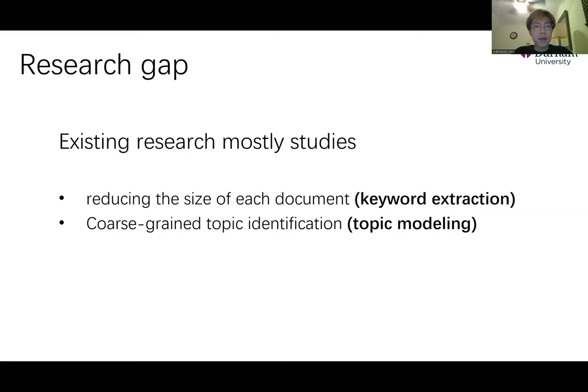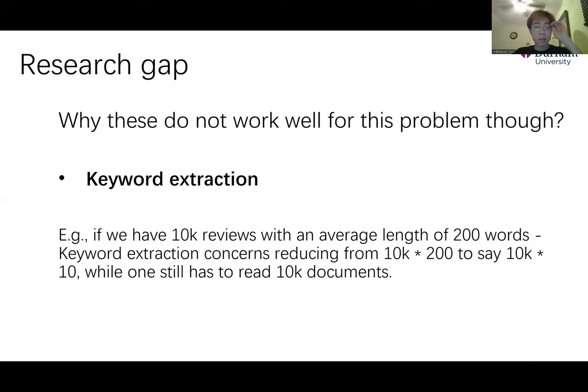The research gap in this area is that existing research mostly studies keyword extraction and topic modeling, with the former concerning reducing the size of each document, while the latter faces the problem of coarse granularity in the topic identification. So why do these two lines of approaches not work well for this problem?